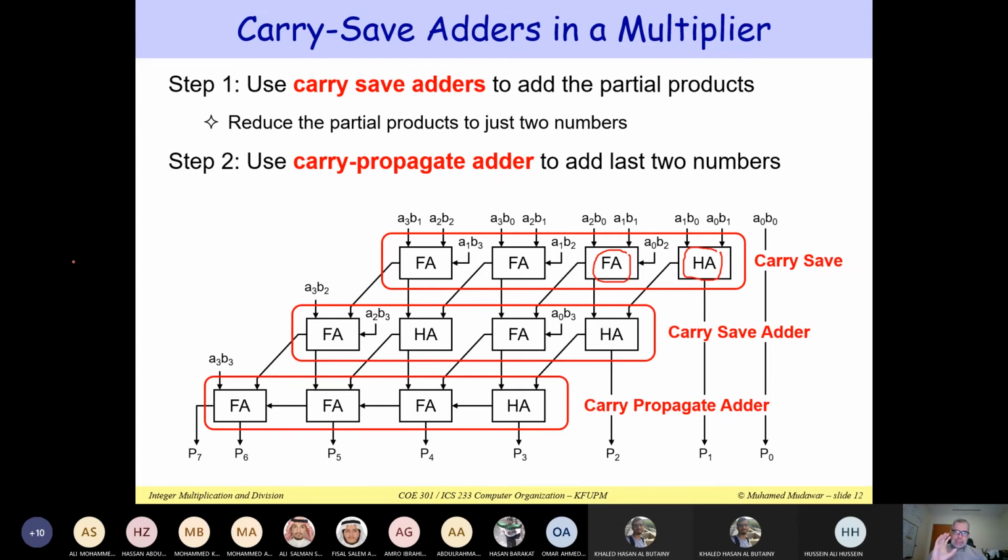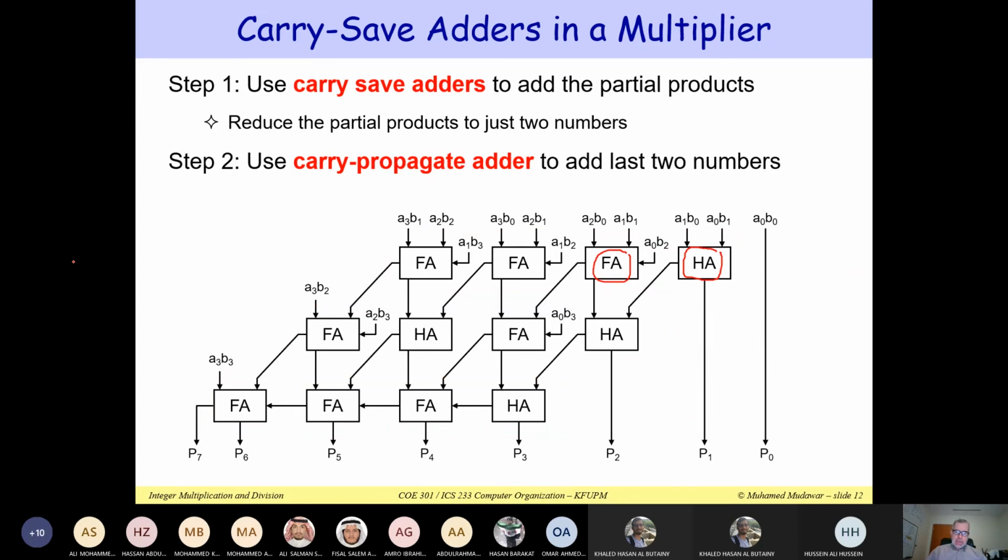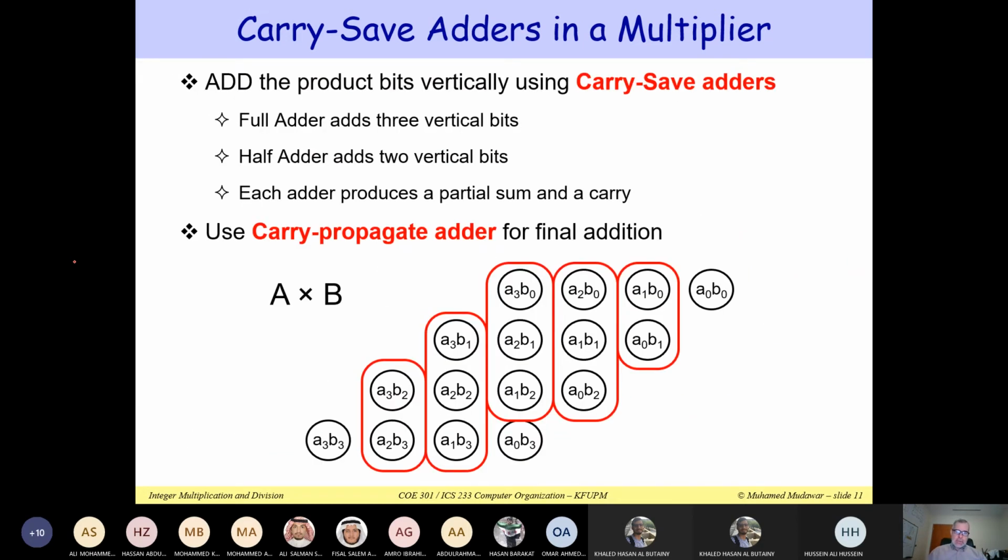So we are just adding the bits the same way they appear here in this slide. Notice that here I'm adding A1 B0 plus A0 B1. Of course, these are produced by AND gates.